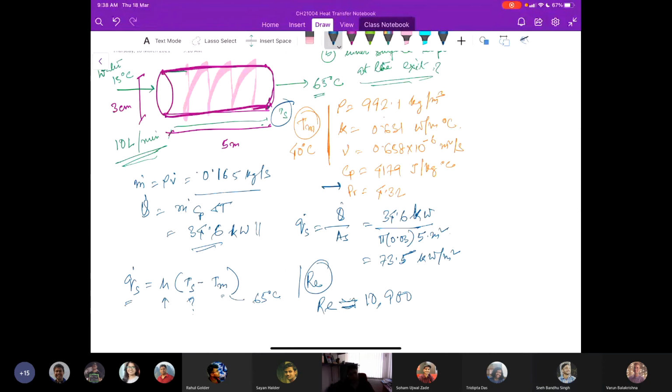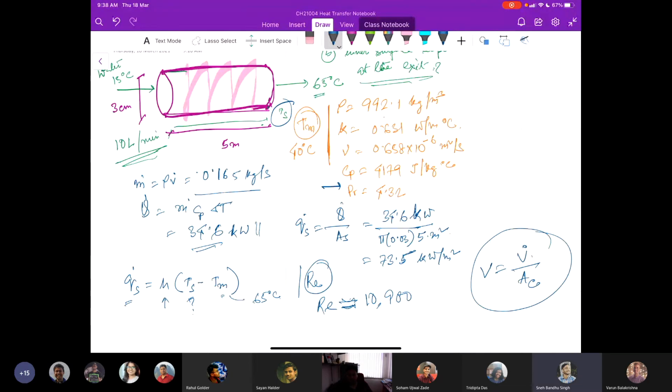Okay. So how did you calculate that? What is the V that you have calculated? So V is coming as 0.24 meter per second. By flow rate, we can calculate it. Right. So the V that you would calculate is basically volumetric flow rate divided by the cross-sectional area.